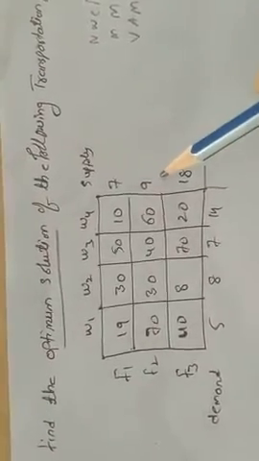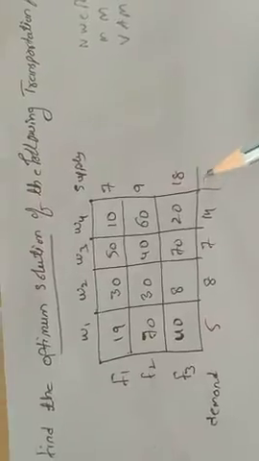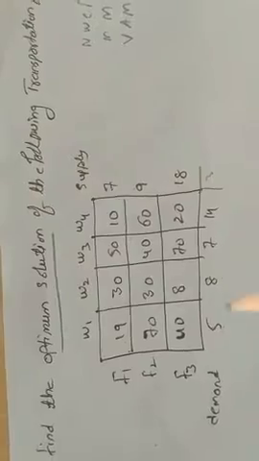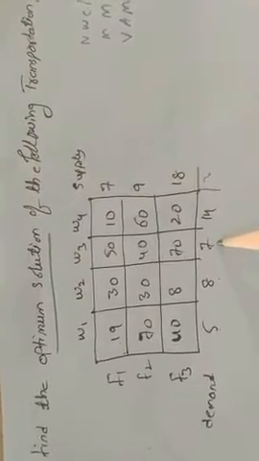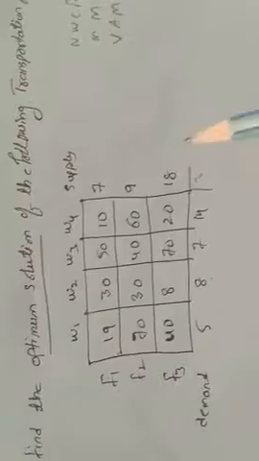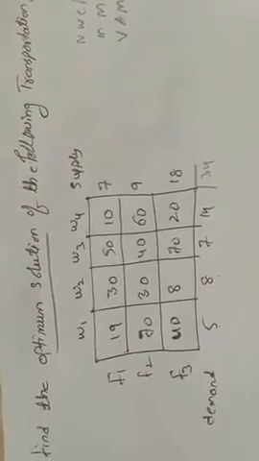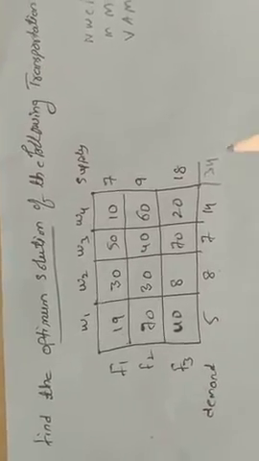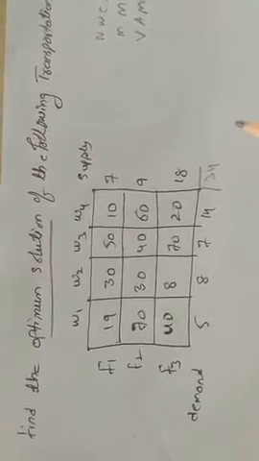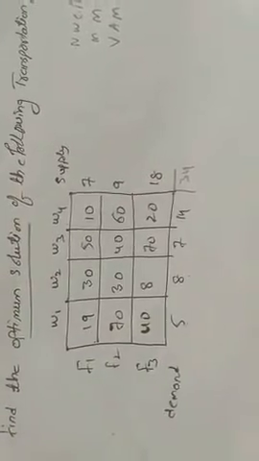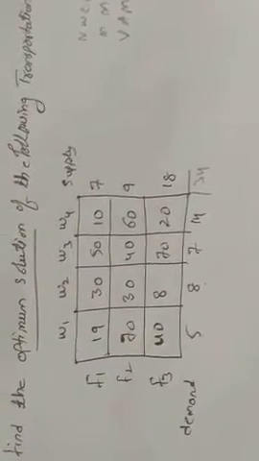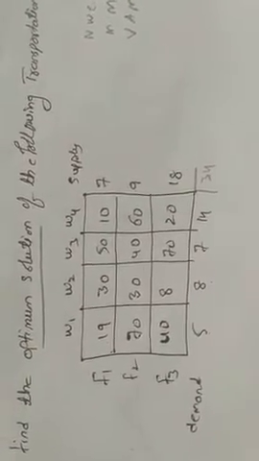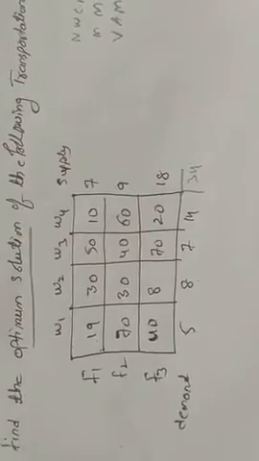Now calculate the total supply: 7 plus 9, 16; 16 plus 18, 34. Here also, 5 plus 8, 13; 13 plus 7, 20; 20 plus 14, 34. Here we got 34. So the total supply equals 34 and the total demand equals 34. Then we can say it is a balanced transportation problem. After getting the balanced problem, we have to identify the initial basic feasible solution.